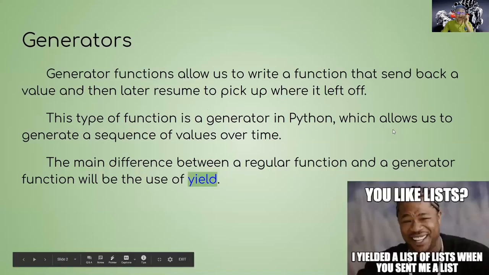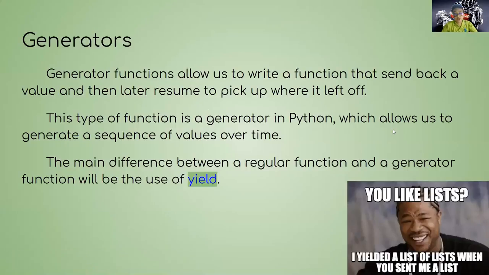Today we're going to be talking about generators. Generator functions allow us to write a function that sends back a value, then later resumes to pick up where it left off. This type of function is a generator in Python, which allows us to generate a sequence of values over time. The main difference between a regular function and a generator function will be the use of yield. So a keyword here is yield.